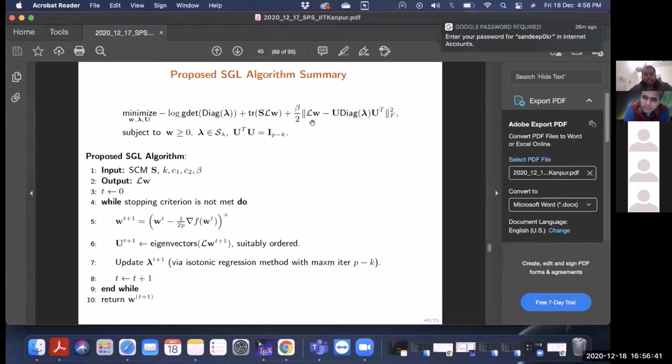So we can use KL divergence also. KL divergence between the two graphs. Okay, but why KL divergence? Why not the Frobenius norm?